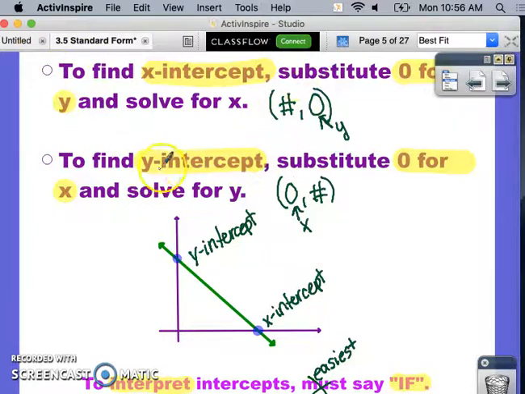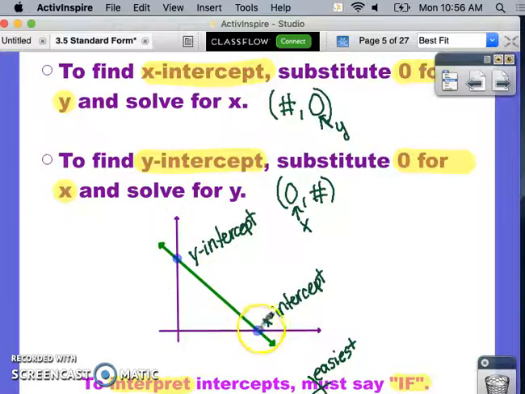Okay? To find the x or the y-intercept, substitute 0 for the other variable. So whichever you're finding, you're going to substitute 0 in for the other one. If you're finding the x-intercept, you substitute 0 in for y. If you're finding the y-intercept, you substitute 0 in for x. Okay, this is an example of the x and y-intercept, and then we can just draw a line through them, and you create a line.